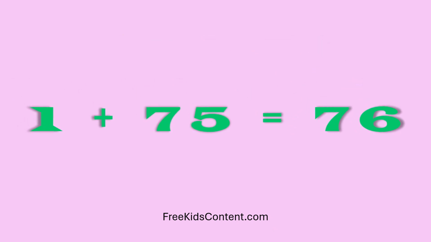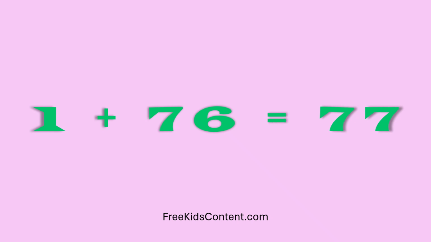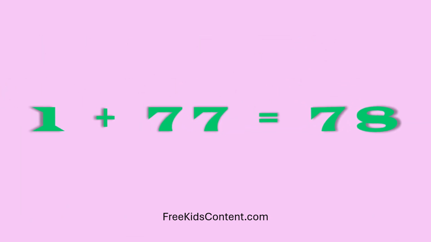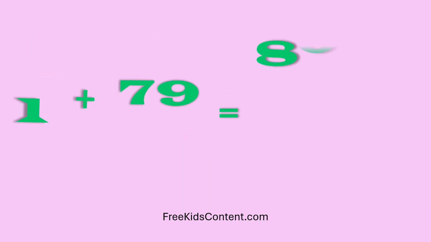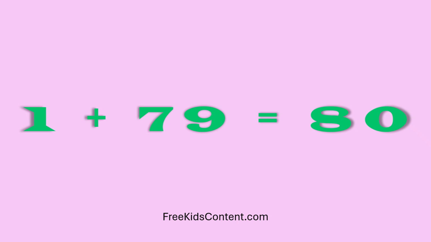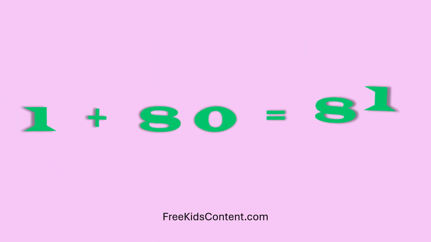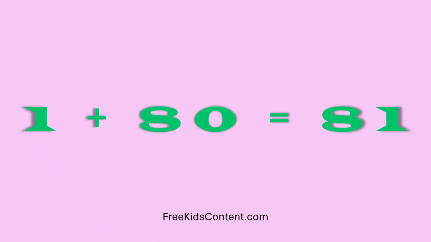1 plus 75 is equal to 76. 1 plus 76 is equal to 77. 1 plus 77 is equal to 78. 1 plus 78 is equal to 79. 1 plus 79 is equal to 80. 1 plus 80 is equal to 81.